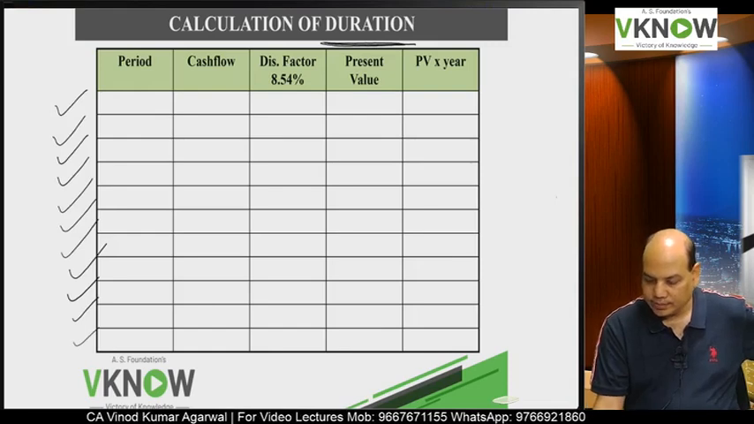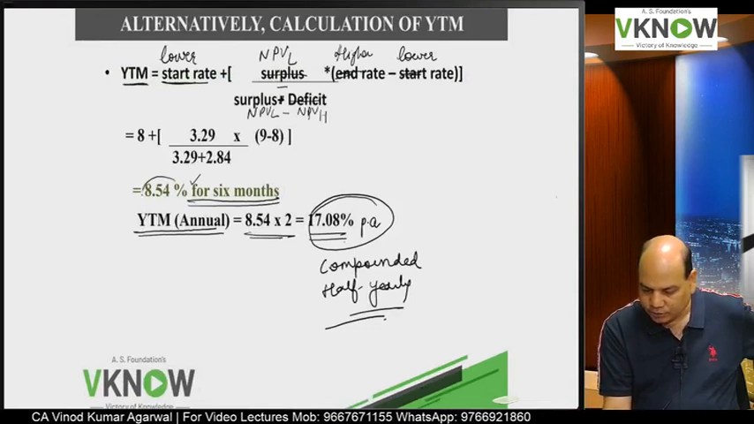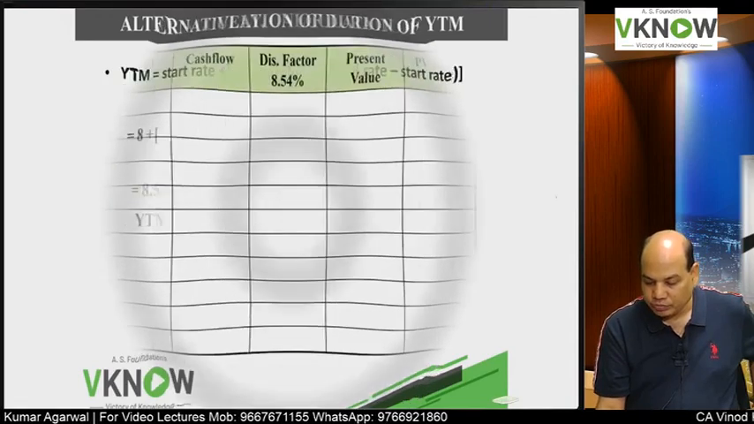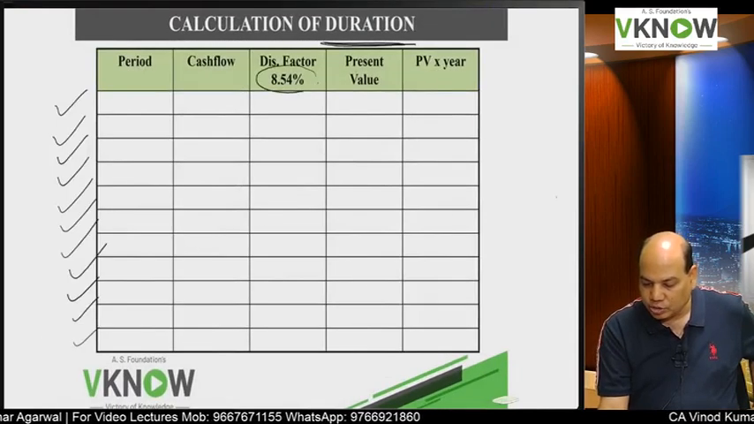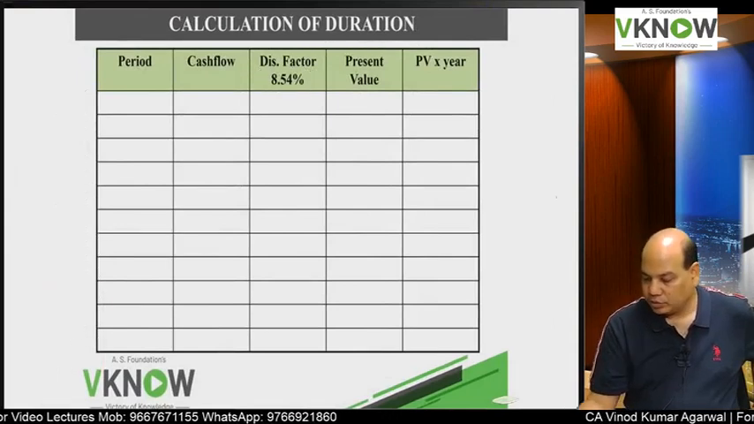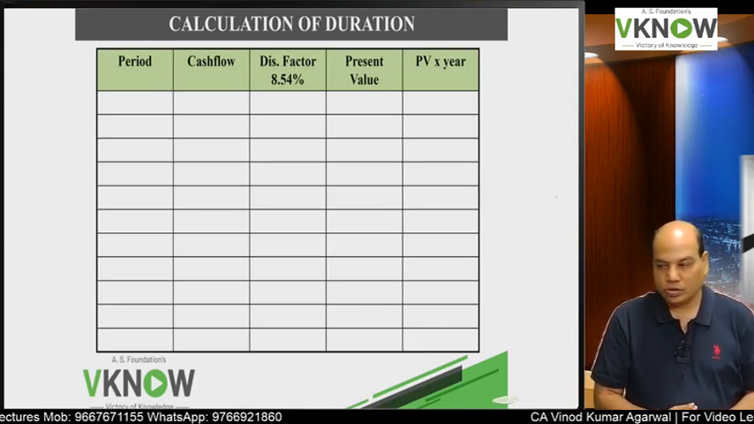Format is same. So what I have done, I have taken 8.54% as a discount rate because this is more accurate, and the discount rate will also be based on 6 months. So draw the format first. Same format of duration.